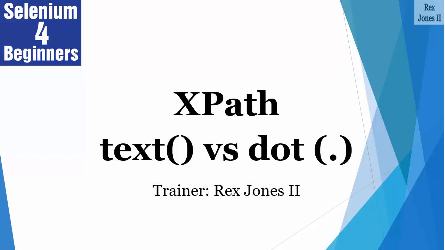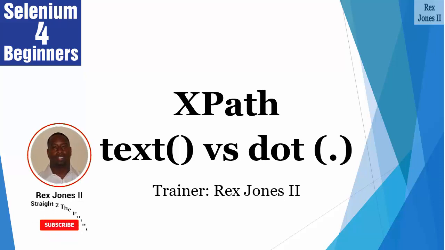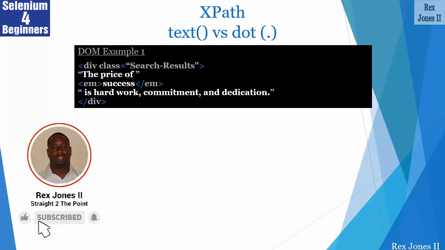This video is a spin-off from the XPath function video number 44. In that video, we looked at dynamic values. The XPath text function and dot located a value that changed in the DOM. However, I mentioned there is a difference between the text function and dot. We are going to look at the difference between both XPath concepts using this presentation, then demo Google.